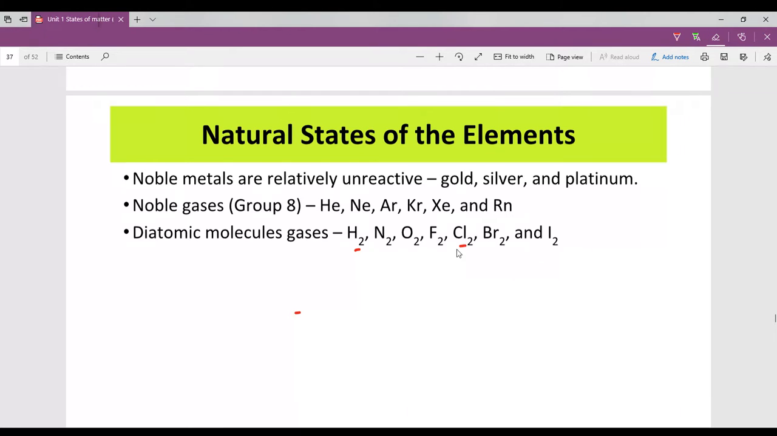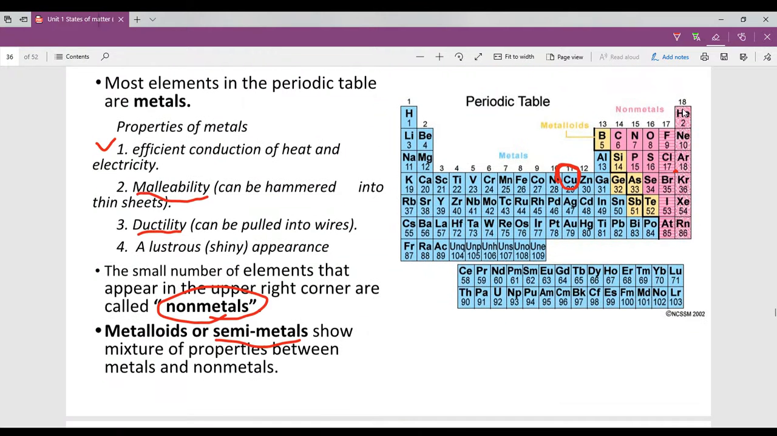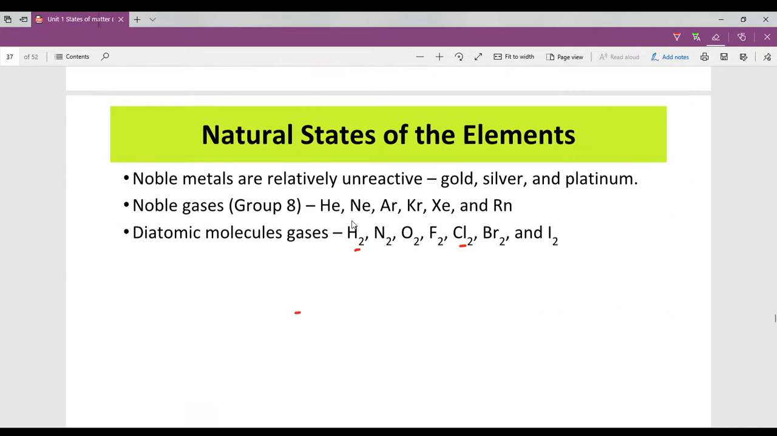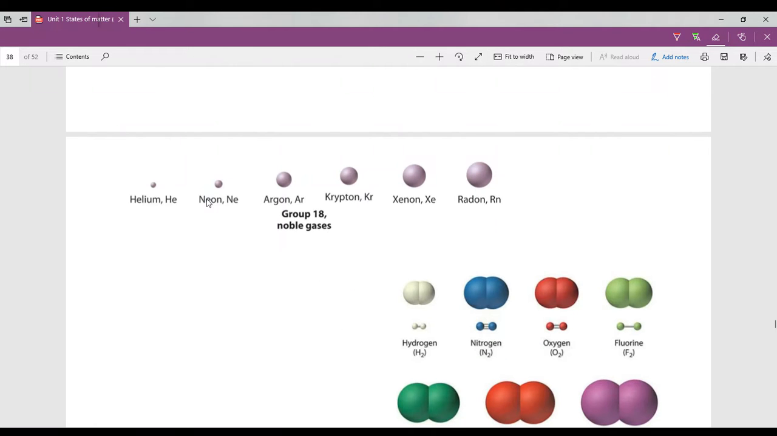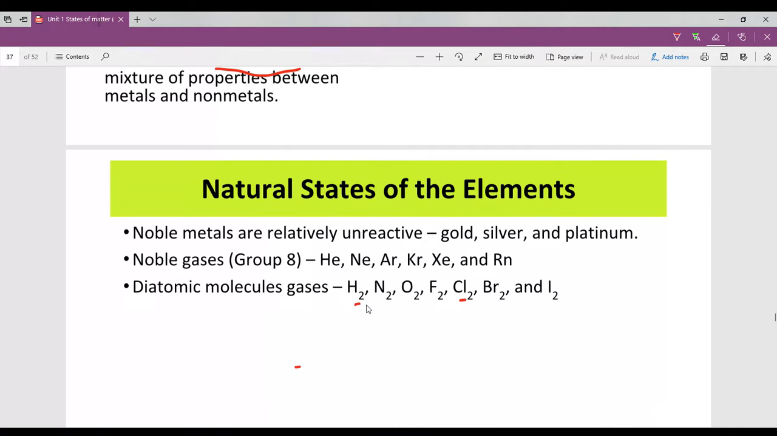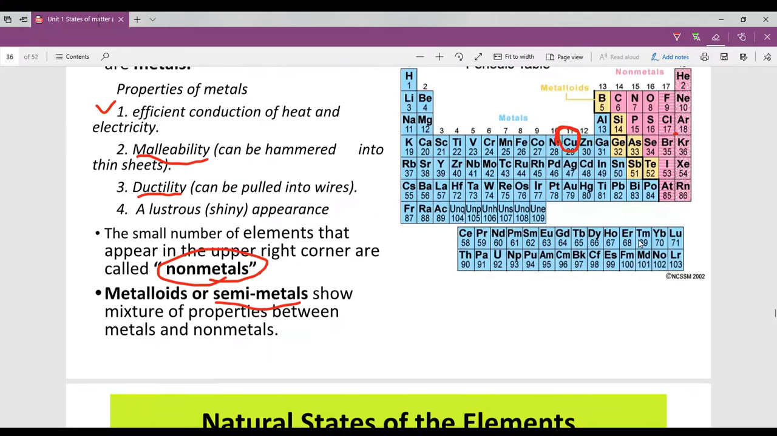Natural state of elements. Okay, so now noble gases. Let's start with noble gases. These are the elements that want to be alone. They do not react with any other element, so they exist just as a single atom in their natural state. It exists like this, you see, single atom. And then there are these 7 elements that are gas.